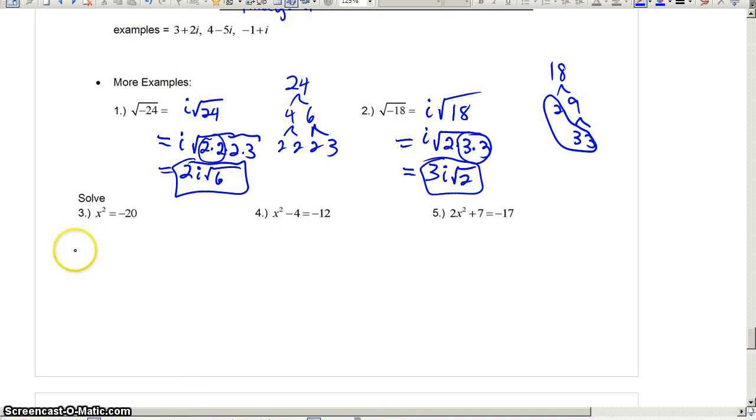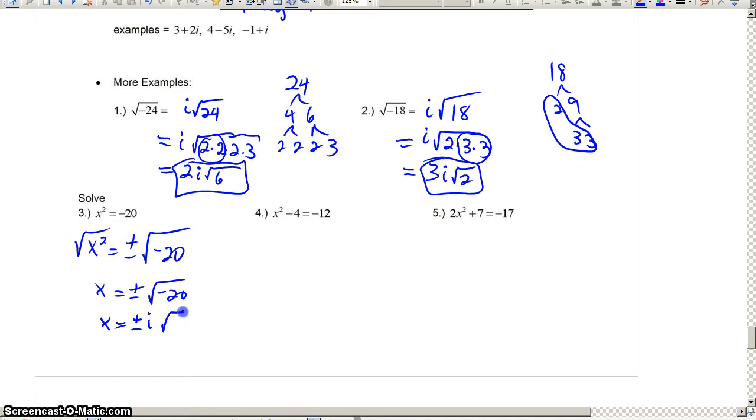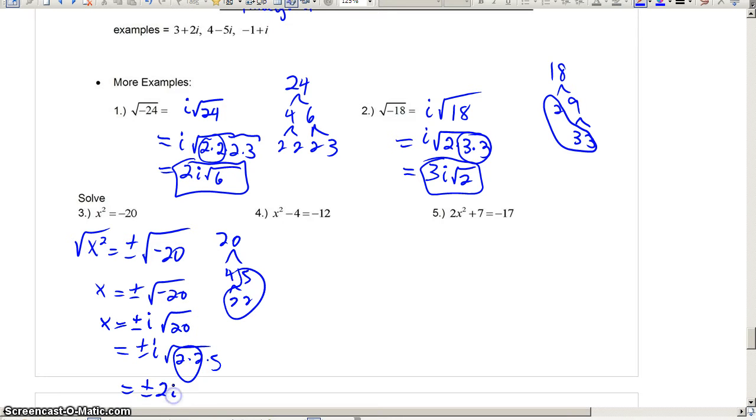X squared equals negative 20. Well, you know what? We're going to take a plus minus square root of negative 20. And when you see this, again, take out an i. Pull an i out. Now with the 20, we actually broke that down before. That's 4 times 5, and of course here's a 2 times 2 times a 5. So we have plus minus i, 2 times 2 times 5. Out comes a 2. Put it out in front of the i, and leave the 5 inside the square root.